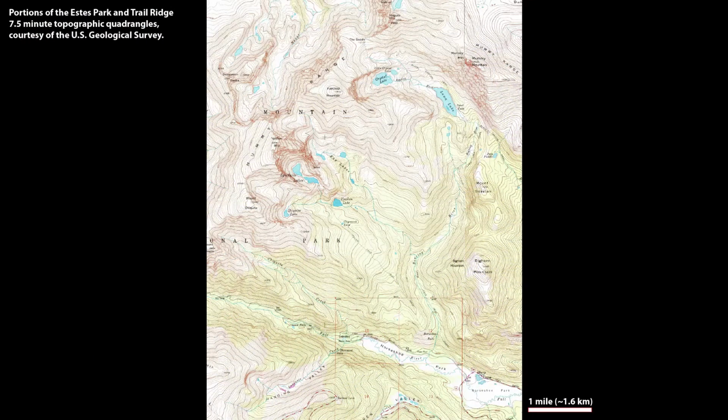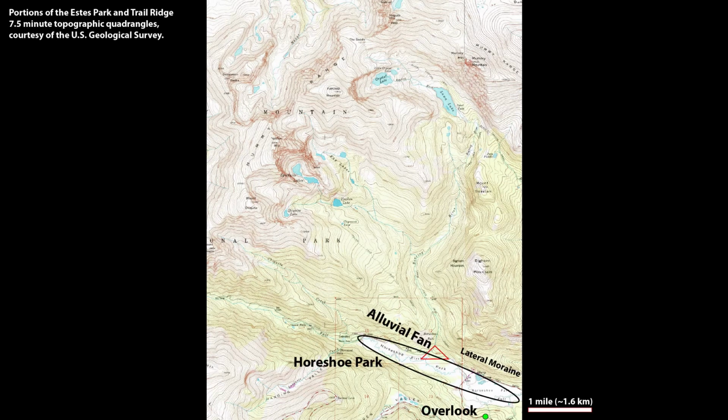Let's take a look at a topographic map to see how that lateral moraine, the glaciation, is all connected to the Alluvial Fan. So here down in the southeast corner of this map is the overlook, and looking to the north is the lateral moraine, and the Alluvial Fan is slightly to the northwest. And the red triangle gives us the approximate extent of the Alluvial Fan.